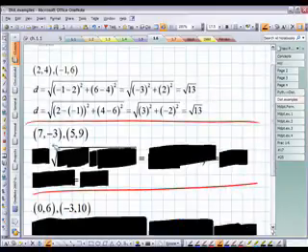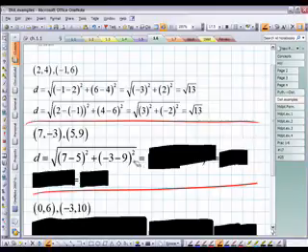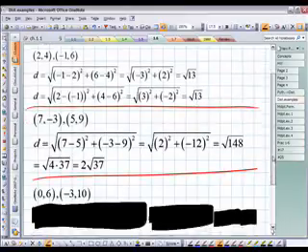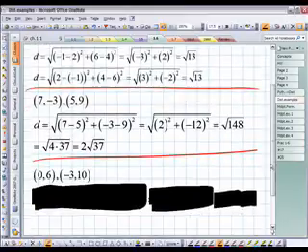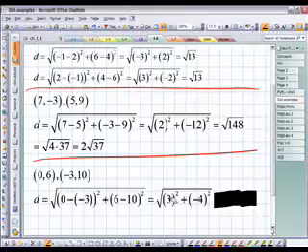Okay, 7, negative 3, and 5, 9. So the distance is the square root of the difference in x's, so 7 minus 5 squared, plus the difference in y's, negative 3 minus 9 squared. So that's 2 squared and negative 12 squared, rad 148, which we can simplify a little bit to 2 rad 37. And then finally 0, 6 and negative 3, 10. So square root of difference in x squared plus difference in y squared. So we get 3 squared plus negative 4 squared comes out to exactly 5.